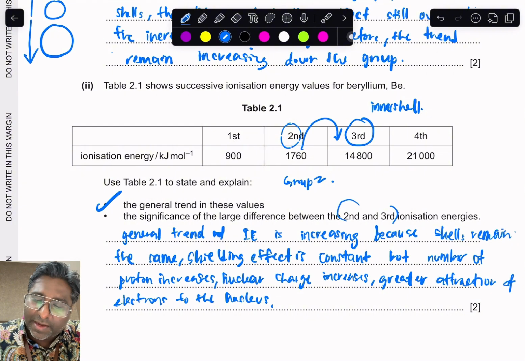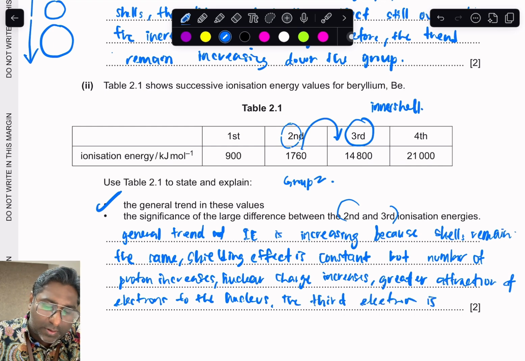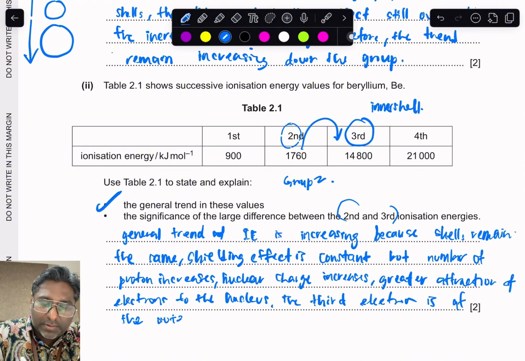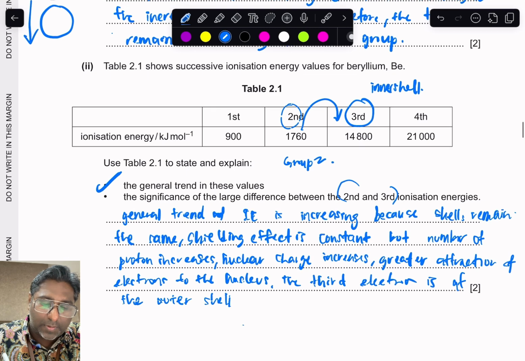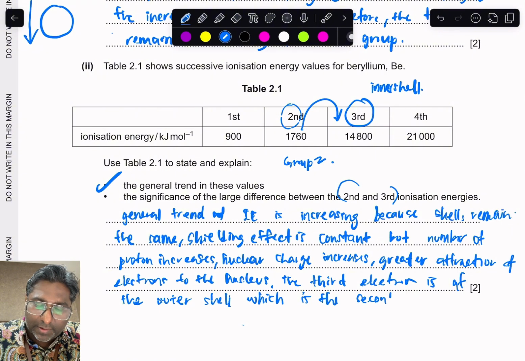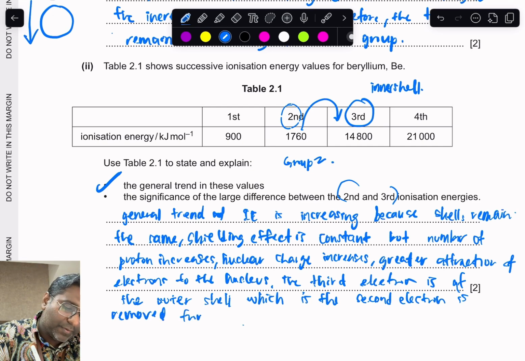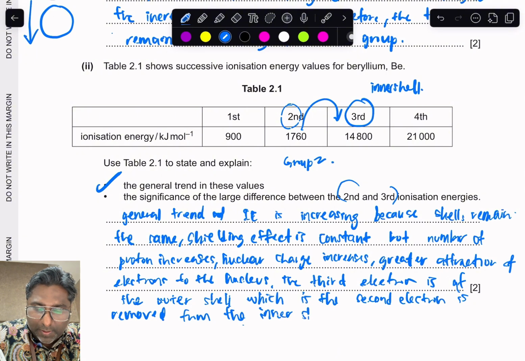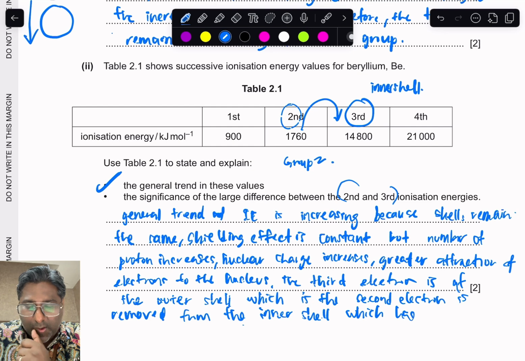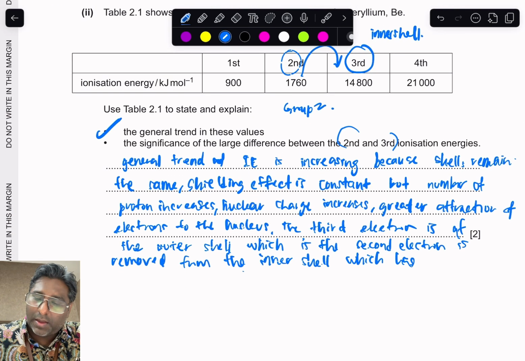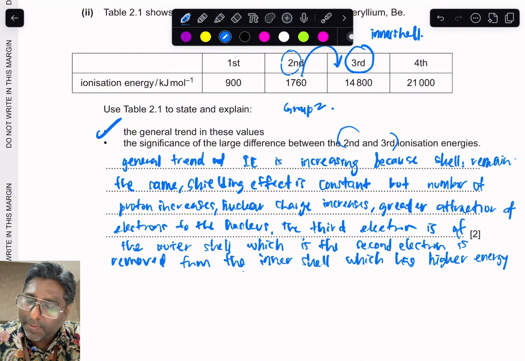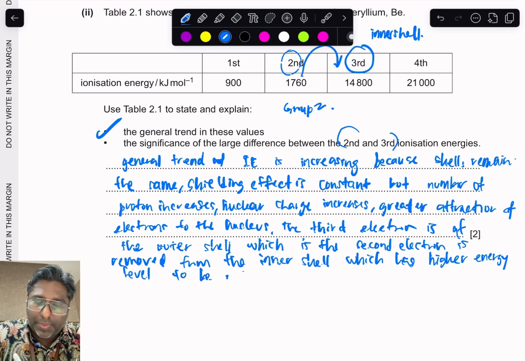For the significant increase between the second and third, you just need to say that the third electron is removed from the inner shell, while the second electron is at the outer shell. The inner shell has a higher energy level to be removed.